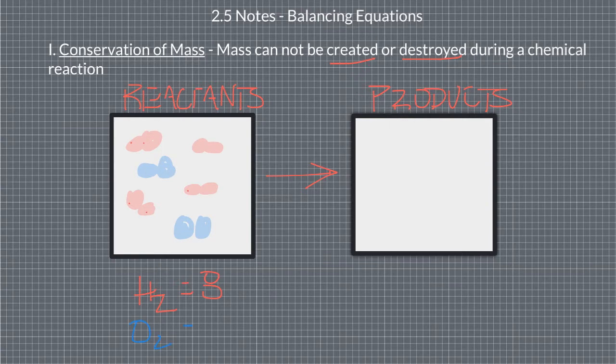O2, I have 4 atoms of oxygen. So those are my reactants. I have a certain amount of mass based on the amount of stuff that I have. And what these are going to do is come together and produce basically H2O. All right, so for every oxygen, now those are going to split up. For every oxygen, I'm going to have 2 hydrogens, H2O.